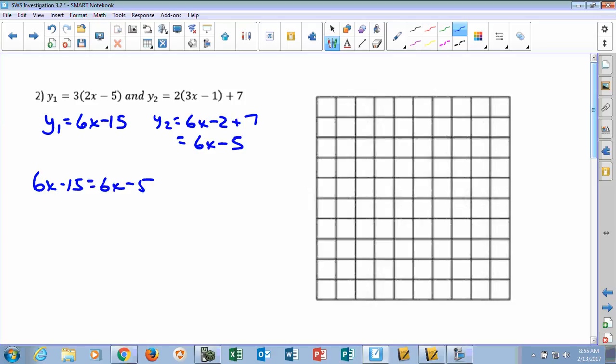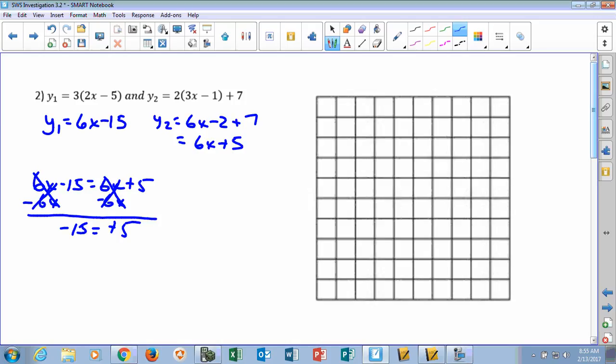Something's going to happen here, isn't it? Who sees it? I'm going to subtract 6x, right? What happens when I subtract 6x? Those guys cancel out, leave me this. Negative 15 equals negative 5. Plus 5, you're right, it's plus 5. So negative 15 equals 5, right? Is that a true statement?